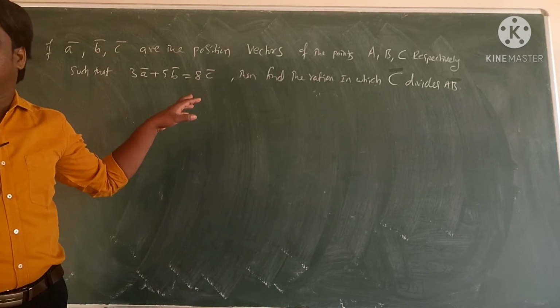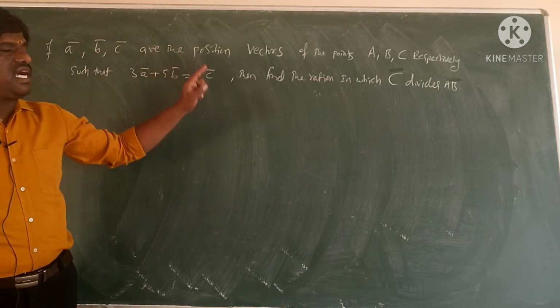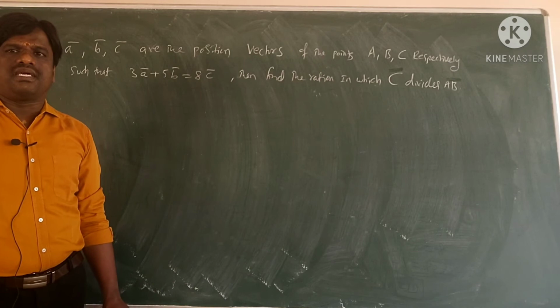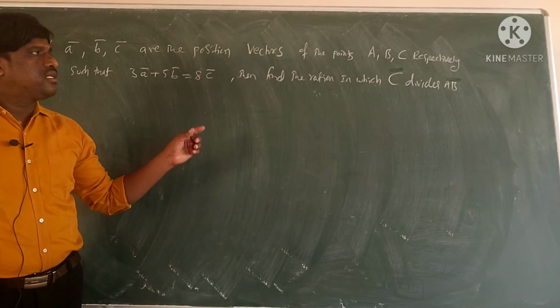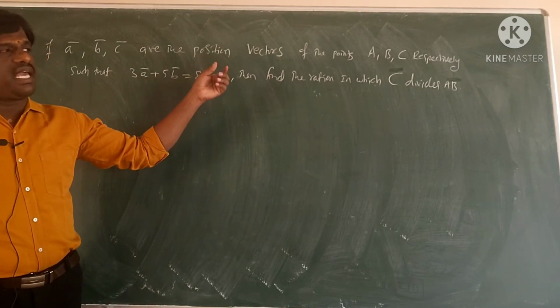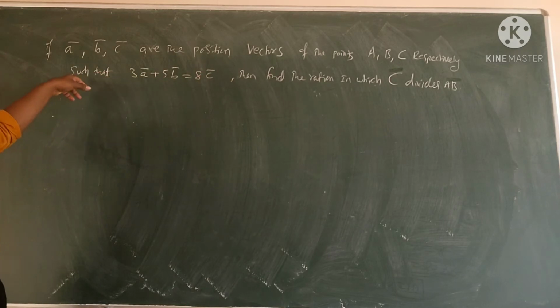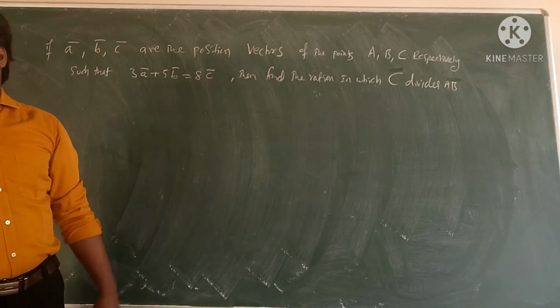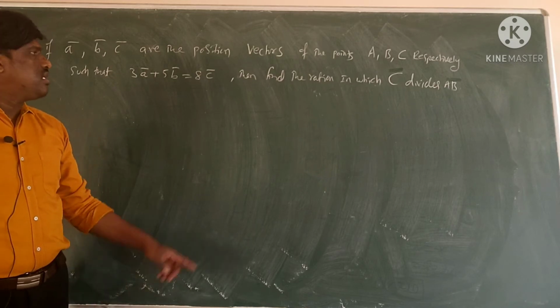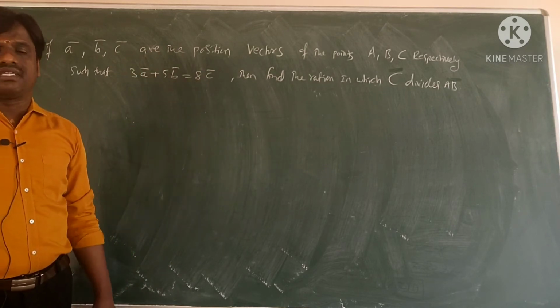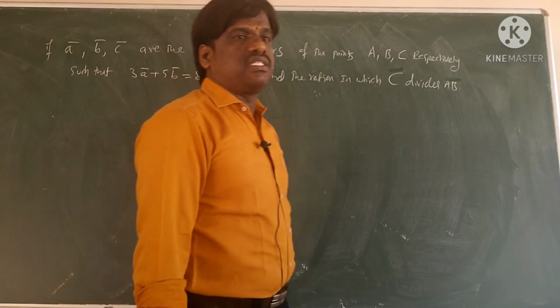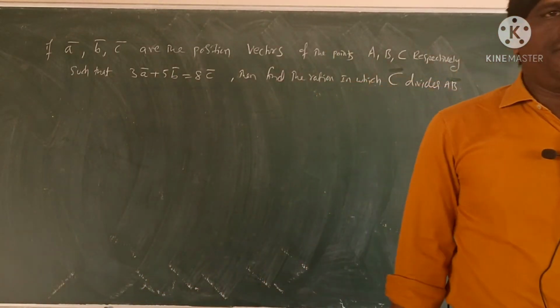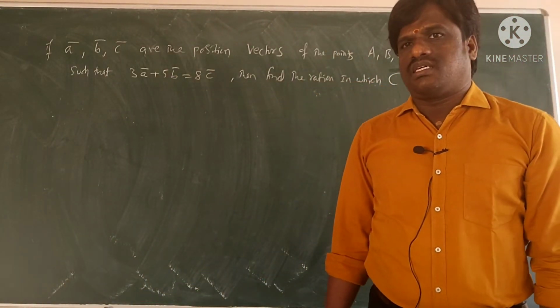What does this question say? A, B, C are the position vectors of the points A, B, C respectively such that 3 times A vector plus 5 times B vector is equal to 8 times C vector. Find the ratio in which C divides AB. Okay, that is the question they are asking.